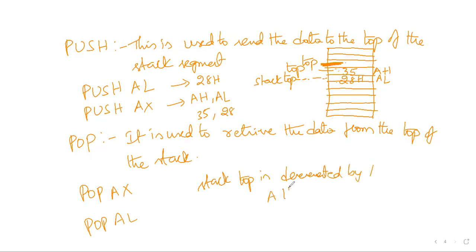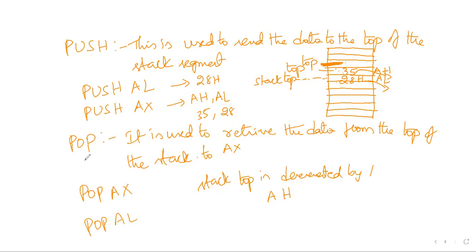The AH register contents are taken back. POP AX means this number is copied into the AH. Similarly, next it is decremented by 1, and now this number is copied into the AL. Previously, AL register contents were copied into the stack segment. Now the same reverse operation: from stack to AX.